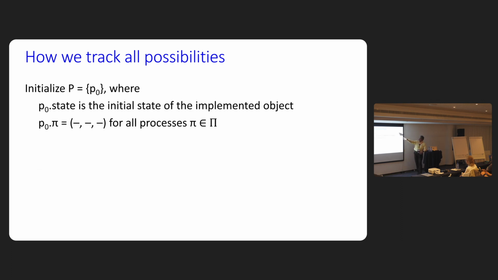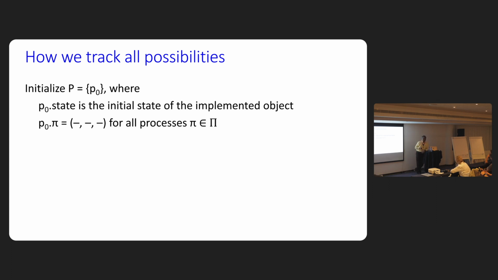So initialize the set. Recall that capital P is the set of possibilities that we are tracking, and we initialize that set with just a singleton, a single individual possibility. How is p0 set? p0.state is the initial state that you intend for the implemented object, and p0.pi for every process pi is blank, blank, blank, because no process has an ongoing operation yet.